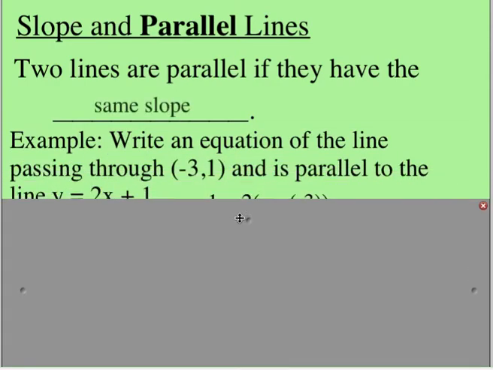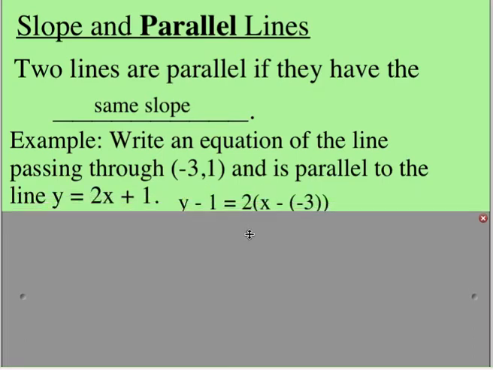So for example, it says write an equation of the line passing through the point -3, 1 and is parallel to the line y equals 2x plus 1. Well, we know that if another line is parallel to this, it's going to have a slope of 2, and then going through the point -3, 1, since we have the slope and we know a point, we are going to use point slope form.